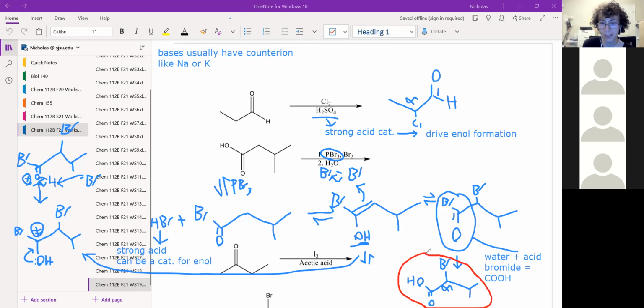But it goes through all these intermediates. You form the acid bromide, and at the same time you form your acid catalyst that helps you form an enol, so that can react with the Br2. And then the water is just doing hydrolysis to go back to the carboxylic acid. All of that is what's happening.